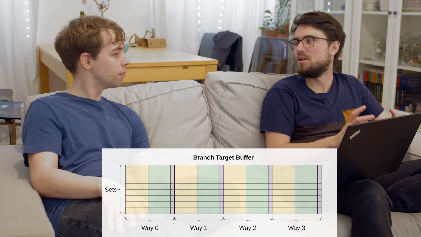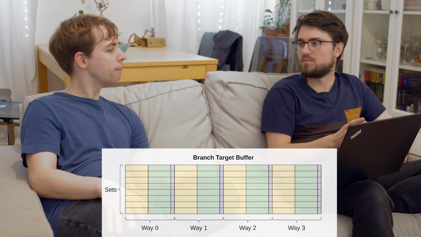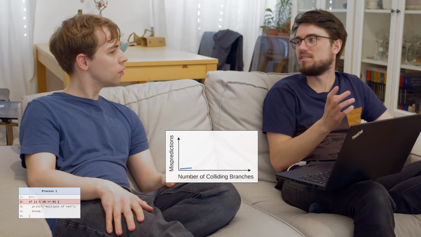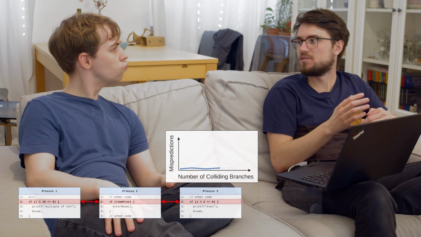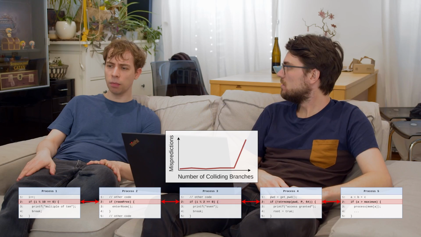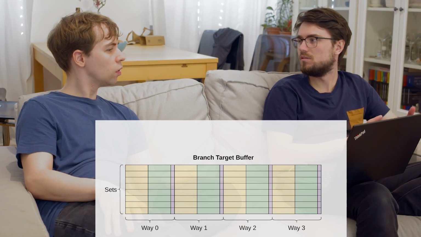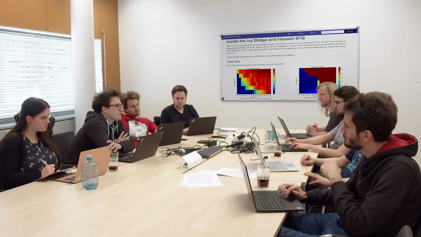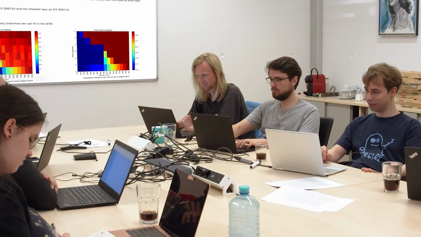So finding out how many ways is easy. Just start programs with branches at the same virtual address, and as soon as you start seeing mispredictions, you know how many ways there are. Yeah, that makes sense. And on Haswell, for example, that's 4. That's from Matt Goldbart's blog, right? Yeah, right.